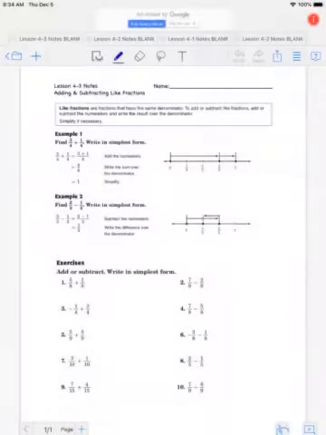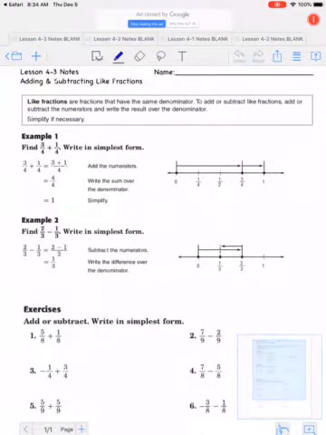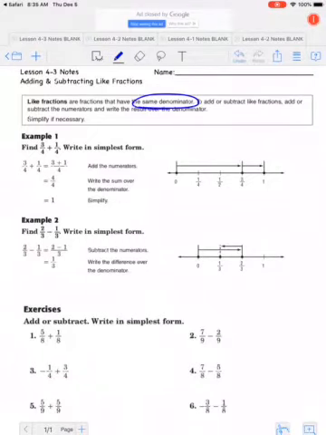Alrighty, everybody. So today we're going to be doing lesson 4-3, which is adding and subtracting like fractions. These are going to be some fairly quick notes. Like fractions are fractions that have the same denominator. That's the biggest point with like fractions, is they have the same denominator. To add or subtract like fractions, add or subtract the numerators and write the result over the denominator. And then you would simplify if needed.